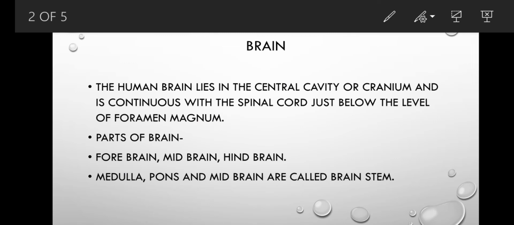The human brain is a structure like a computer. The human brain lies in the central cavity, the cranium or skull, and is continuous with the spinal cord just below the level of the foramen magnum. Foramen magnum is the largest foramen in the human skull, which is present in the occipital bone in the inferior aspect.